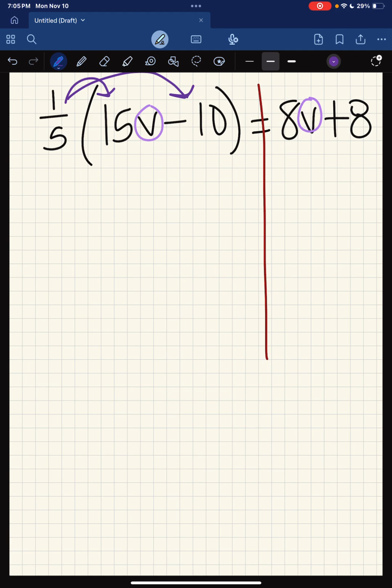Whenever you're solving any kind of equation, the first thing you want to do is break up those parentheses because they're no help to you. Whenever you distribute, make sure that when you're doing this little motion like I did, that means you're multiplying. So what we're really doing here is 1/5 times 15v, and we're also subtracting 1/5 times 10.